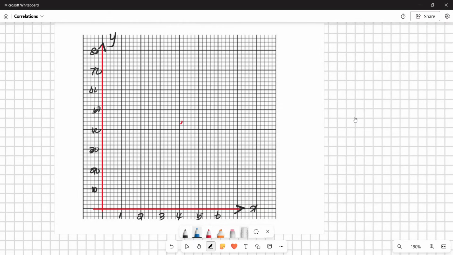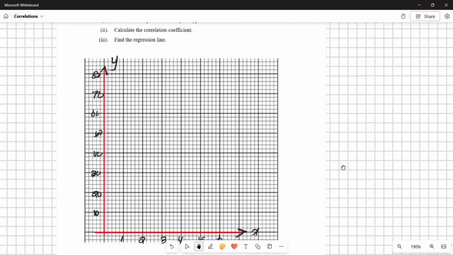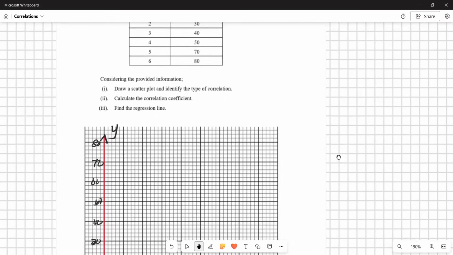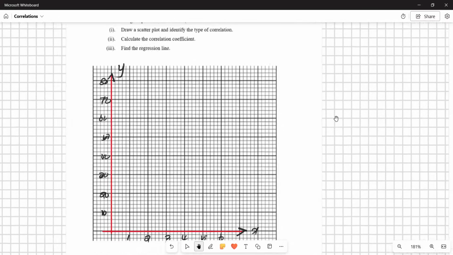Then go to plot the coordinates from the scatter plot axes. Marks are provided on the correct axis also. If you like, you can write the names also: study time and marks obtained. First one is X2, Y30.